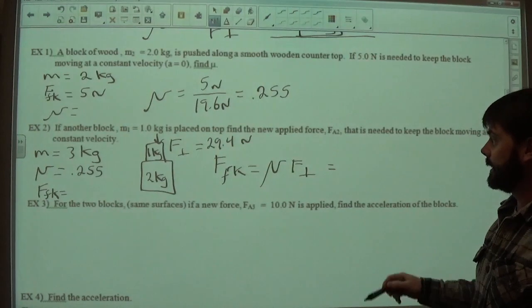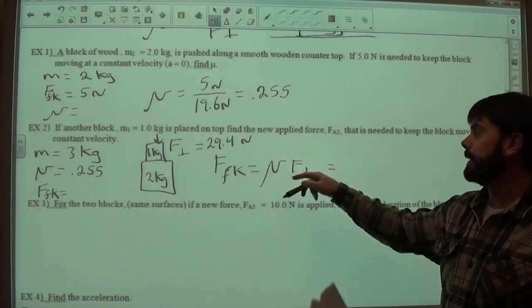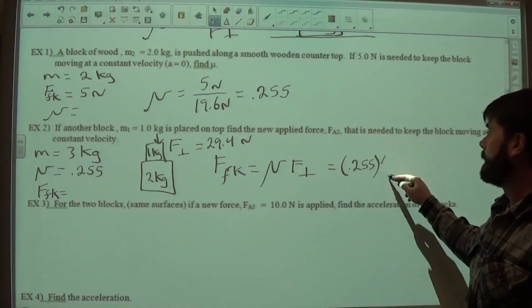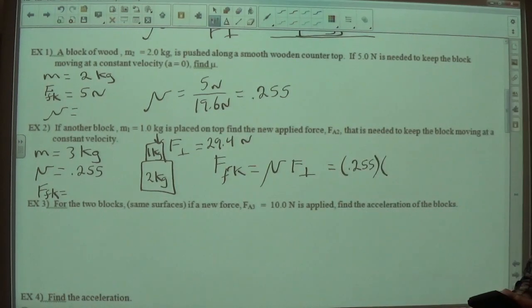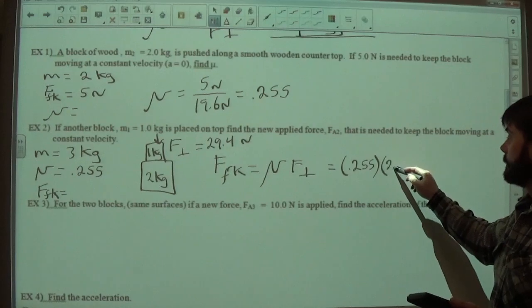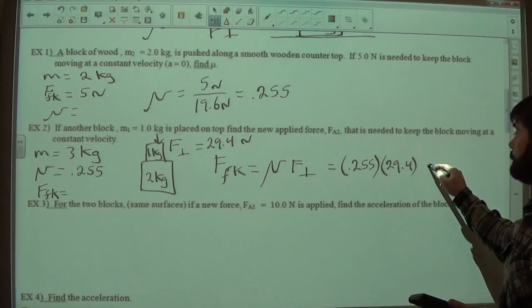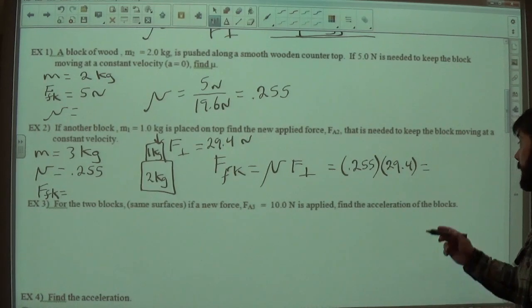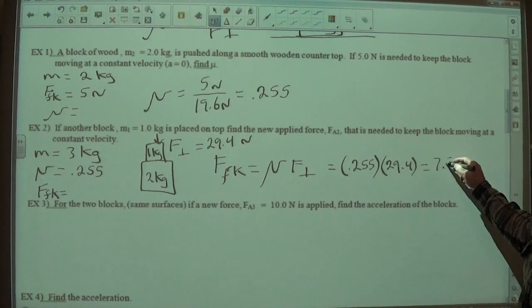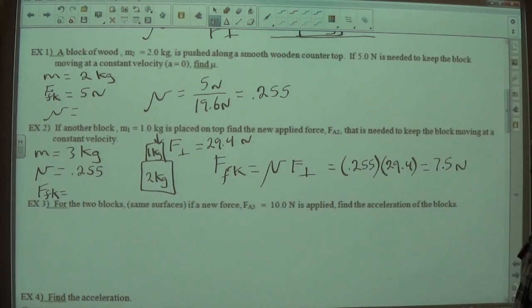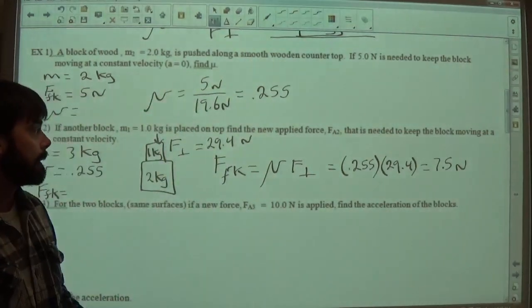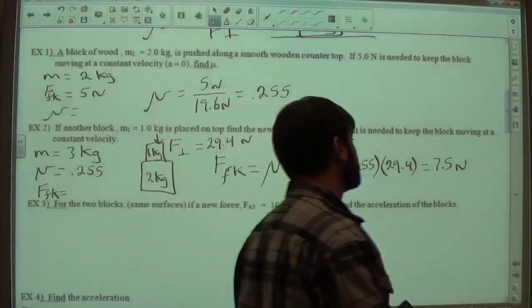So with that said, I'm going to do my mu, which is 0.255. And I'm going to multiply that by my force perpendicular, which is 29.4. That's going to give me 7.497, so we'll just go 7.5 newtons is the force that needs to be applied, which seems about right. It's approximately a quarter of what we had before.